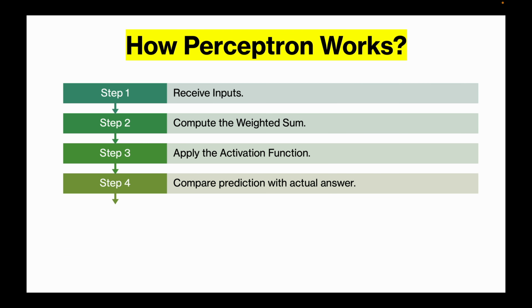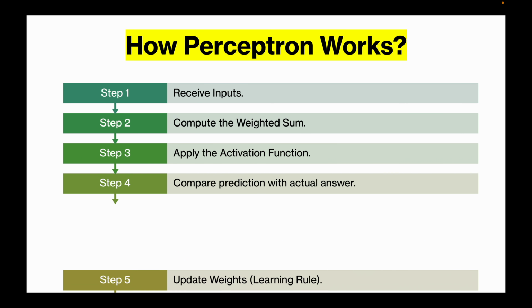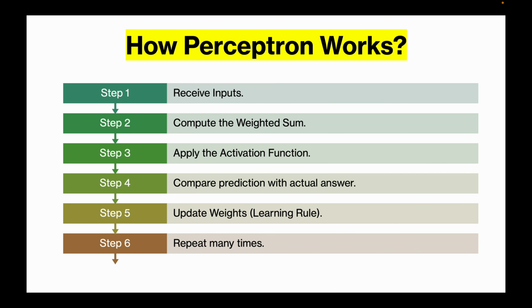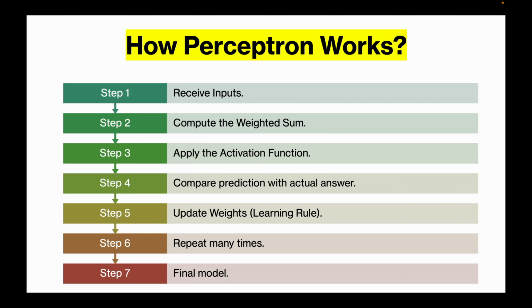Step 4. Compare the prediction with the actual answer. If the prediction is wrong, an error is detected. Step 5. Update the weights. That is called the learning rule. If the perceptron makes a mistake during learning, it adjusts its weights and bias. Step 6. Repeat many times. The prediction improves with the repetition. Lastly, we get the final model. After training, the perceptron produces the final predictions. So this is how the perceptron works.